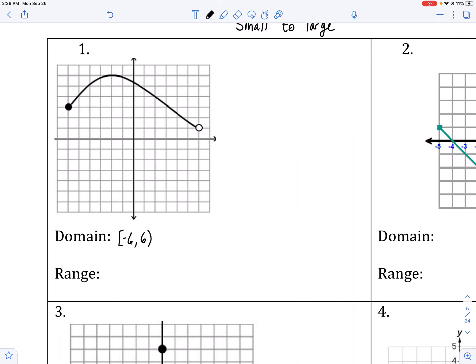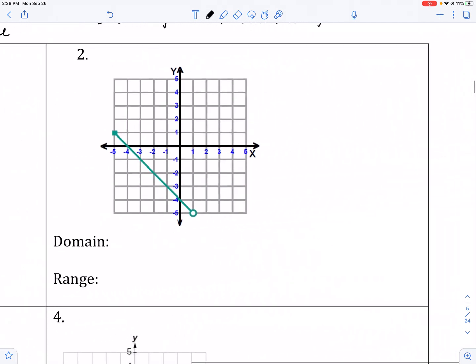And that's our domain. The range is the same thing for the y values. Think, what's your lowest point? Well, the lowest point on our graph is right here, and the y coordinate for that is a 1. And since it's a hollow circle, we use a parentheses for that. Then ask yourself, what's the highest point on our graph? I would say that's right here. And that y value looks, I'm guessing, 6, 1, 2, 3, 4, 5, 6. And since it's not a hollow or open circle, we use a bracket. And there's our domain and range for number 1.